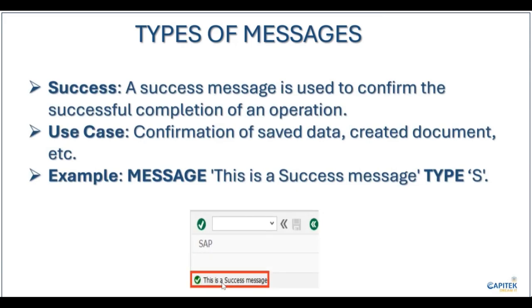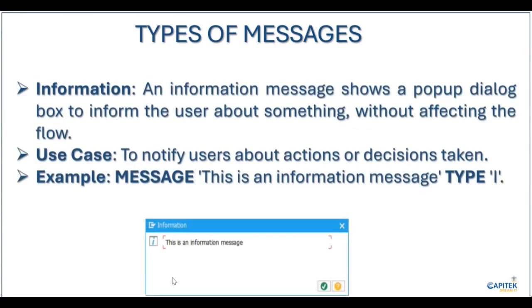Similarly, a success message is shown with a green tick. If you want to notify the user about the successful completion of an operation, then you will make use of this success message. Similarly, if you want to provide a pop-up in the middle of your screen, as I just explained in the radio buttons program, that is the information message. It says this is an information message, and you will be able to see it like this. This is the I type.